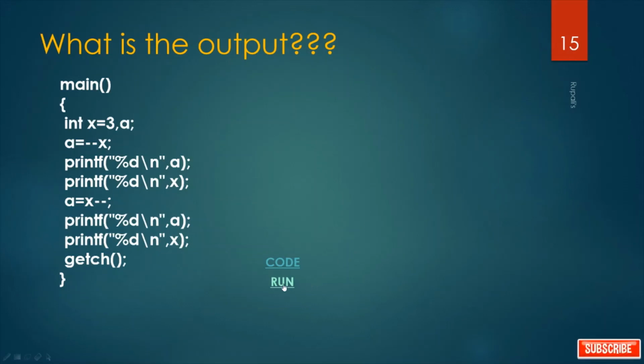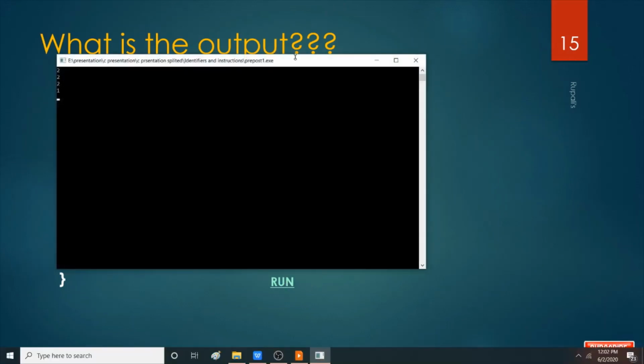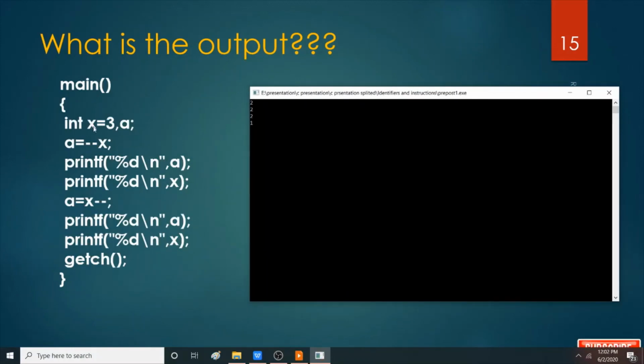See here, first run the program. Here I declare two variables x and a. x is initialized by 3. Now when I write a equals minus minus x, which operator has higher priority? The minus minus operator, because it is a pre-decrement operator. So 3 becomes 2 here, and then this 2 will be assigned to a. So when I print, a and x both are 2.